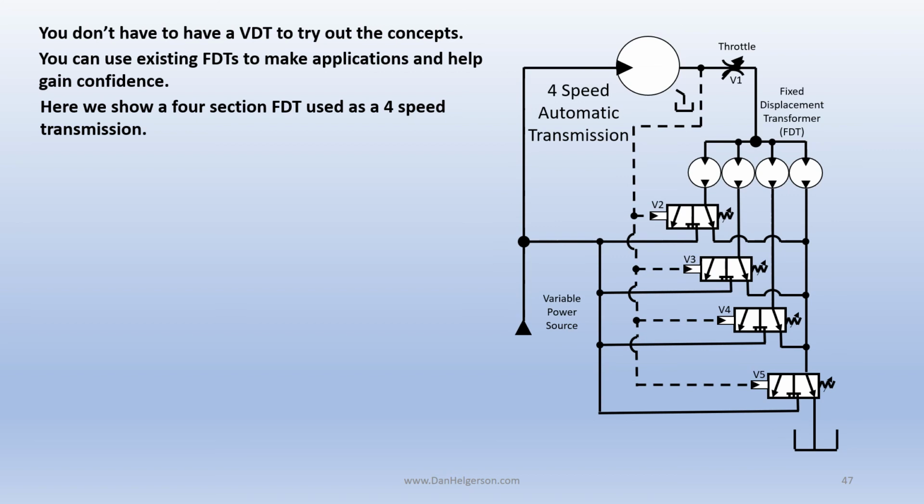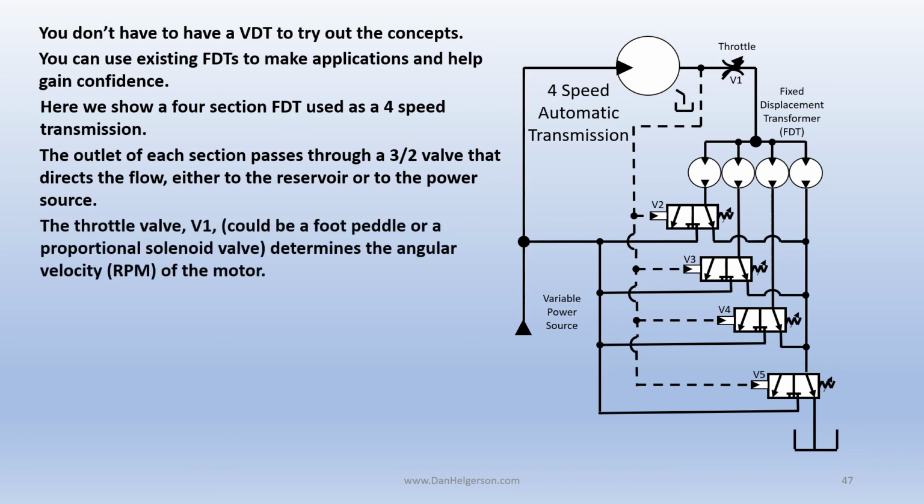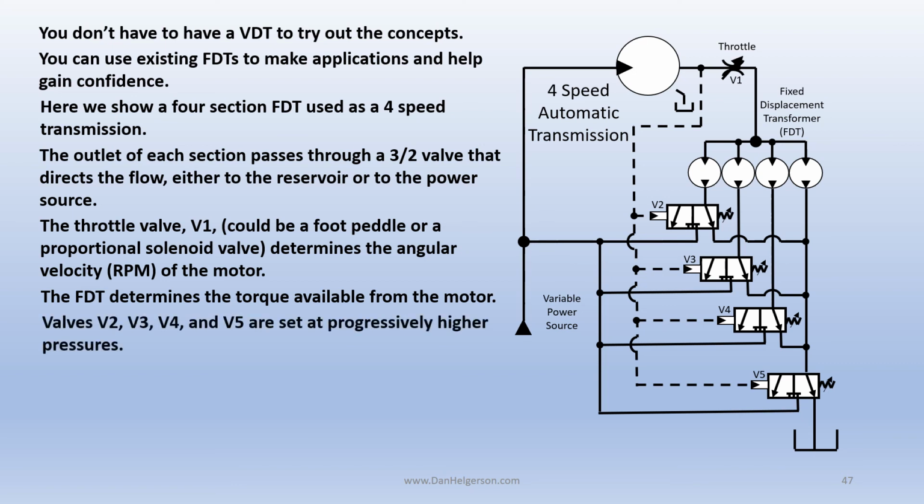Here we show a 4-section VDT used as a 4-speed transmission. The outlet of each section passes through a 3-2 valve that directs the flow either to the reservoir or to the power source. The throttle valve, V1, could be a foot pedal or a proportional solenoid valve, and it determines the angular velocity of the motor. The FDT determines the torque available from the motor.